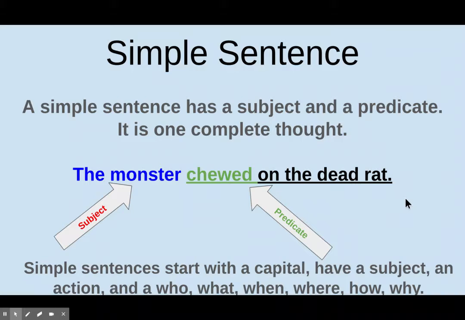Do you realize that I do this over and over and over again so that you get it in your head how to write really well? When you do this, it's one thought: subject, verb, and what the subject is doing. Where is it doing it? How, when, where, why.